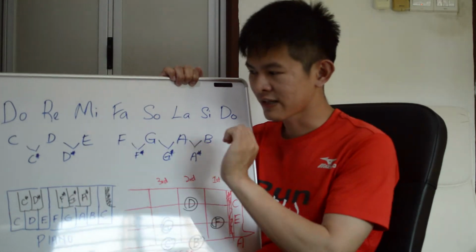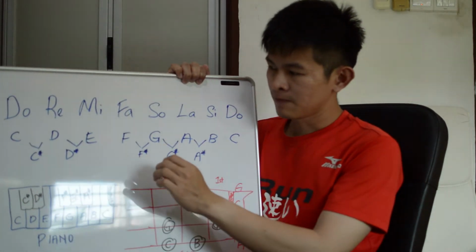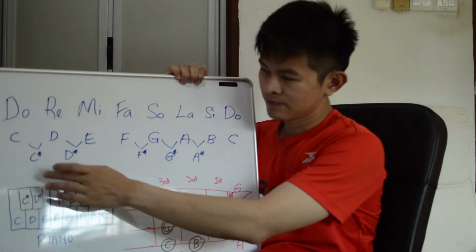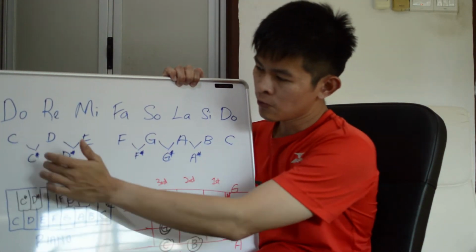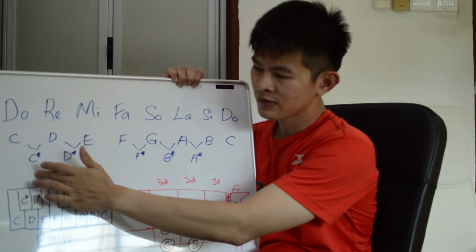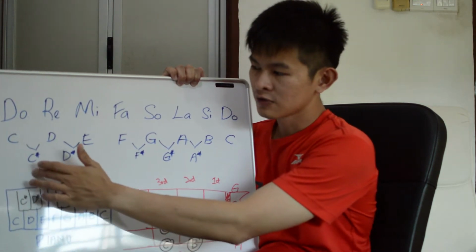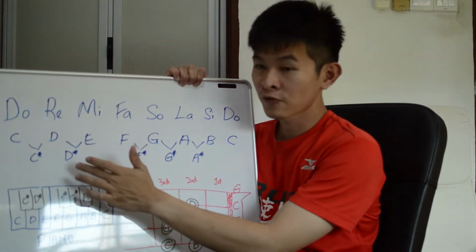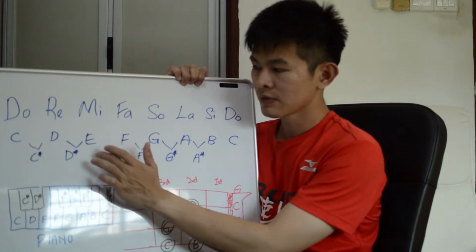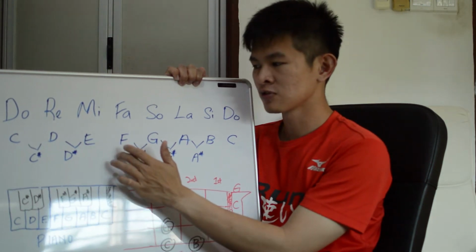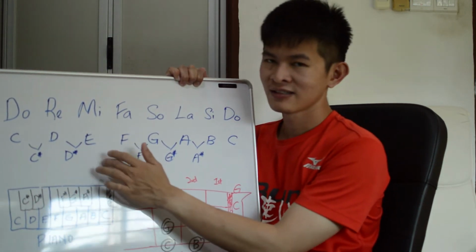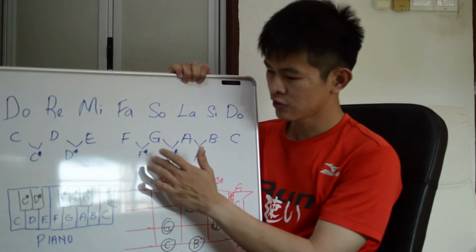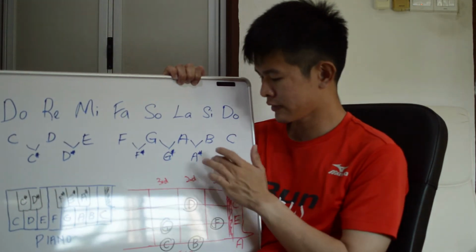So let's look at this first. We have full notes and half notes. From Do to Re, in between is a full note, so we have C sharp. Then D to E is also a full note, so D sharp. E to F is a half note, so there is no E sharp. Then F to G is a full note, full note, full note, then half note.